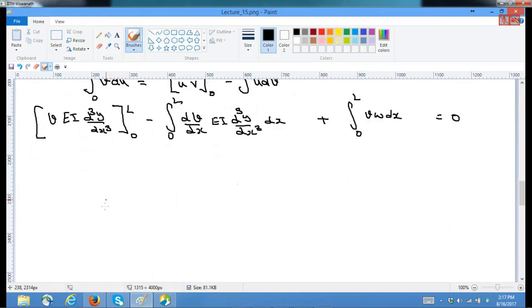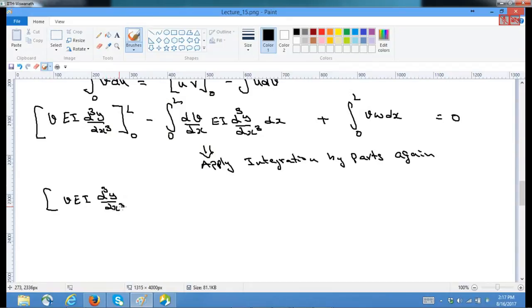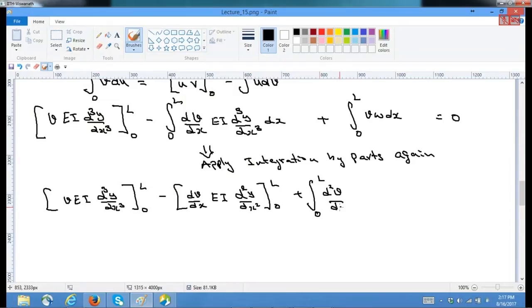What I do is apply integration by parts again, then we'll have minus of dv by dx EI d square y by dx square plus d square v by dx square EI d square y by dx square dx, plus integral 0 to L vw dx is equal to 0.